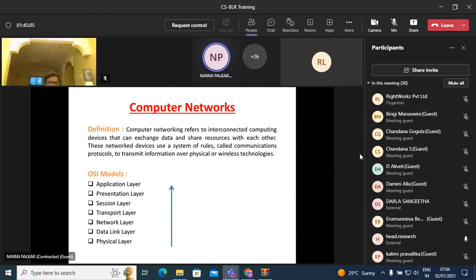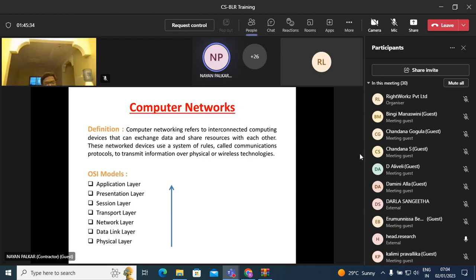The definition of computer networking is that it refers to interconnected computing devices that can exchange data and share resources with each other. These networked devices use a system of rules called communications protocols to transmit information over physical or wireless technologies. This is about the computer network definition.